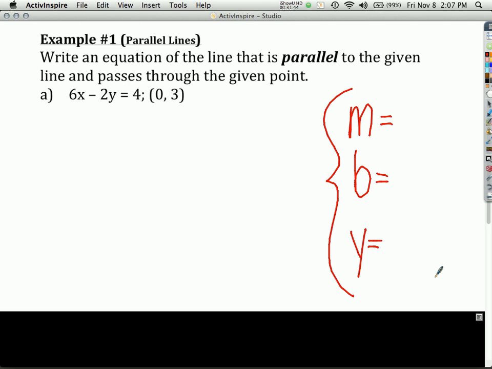So when you set up this key right away, when you see that you're going to write an equation, and you decide what form to write it in, then you set this up right away. This keeps you focused.